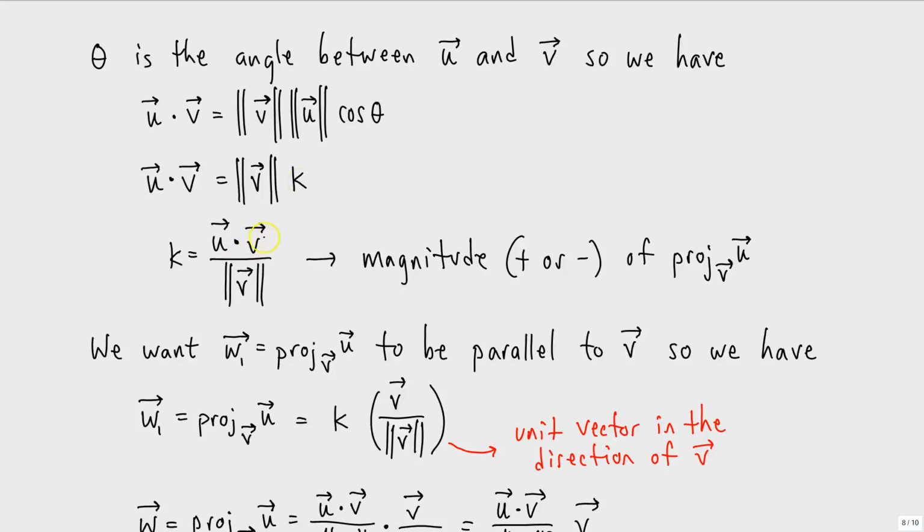And remember, k is the length, positive or negative, of the projection. So if you divide by the magnitude of v, you get k to be the dot product of u and v divided by the magnitude of v. In other words, k can be written without the angle. So we know how to find k with the angle, but we now have a way to write k without the angle. It's the dot product divided by the magnitude of v.